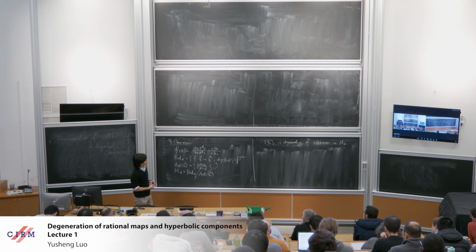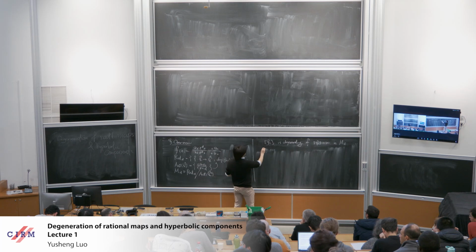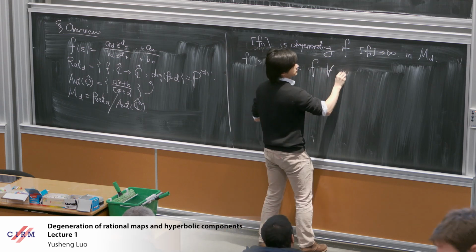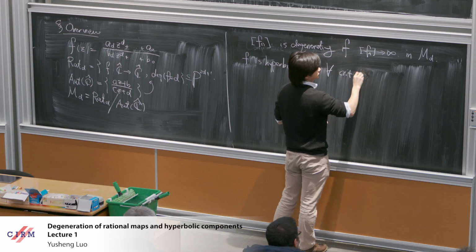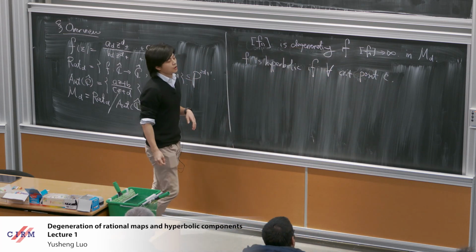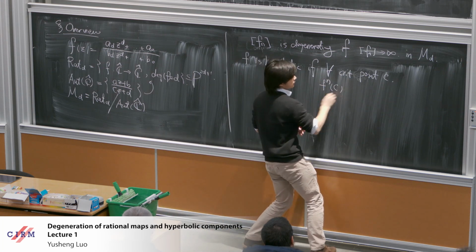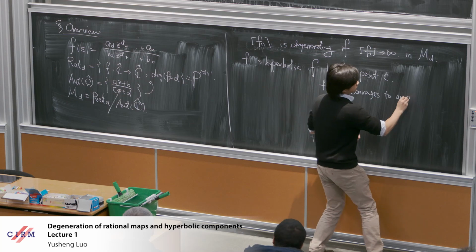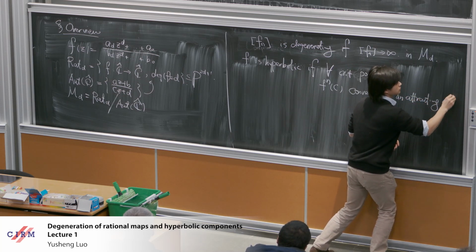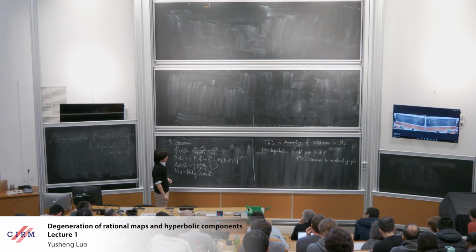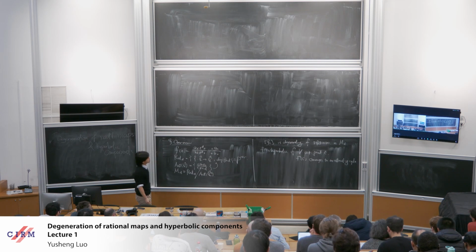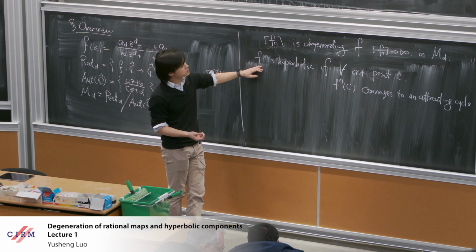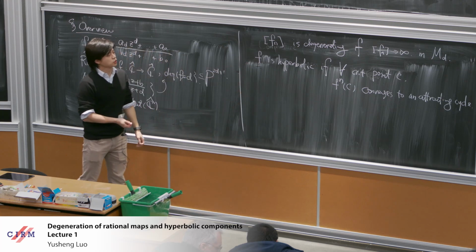We are particularly interested in a special type of rational maps called hyperbolic rational maps. So F is hyperbolic if for every critical point c, under iteration, this critical point converges to an attracting cycle. All right, so this is easy to see. It's an open condition, and they form an open subset, and it is invariant under Mobius conjugation. So we can define a conjugacy class of a rational map being hyperbolic.